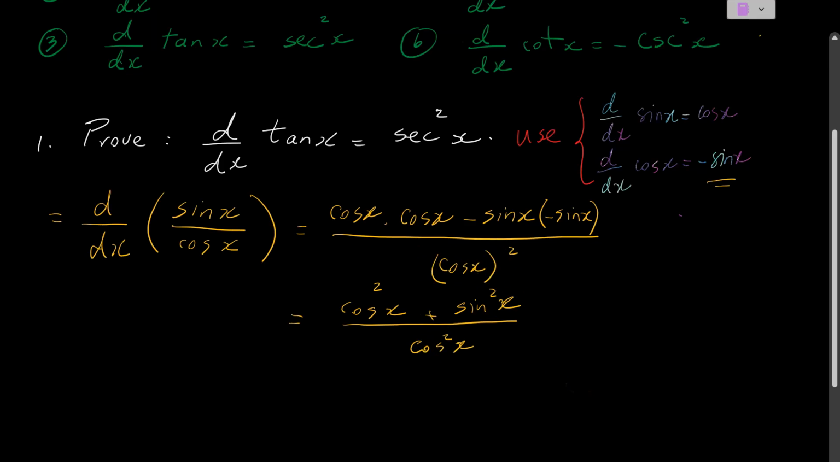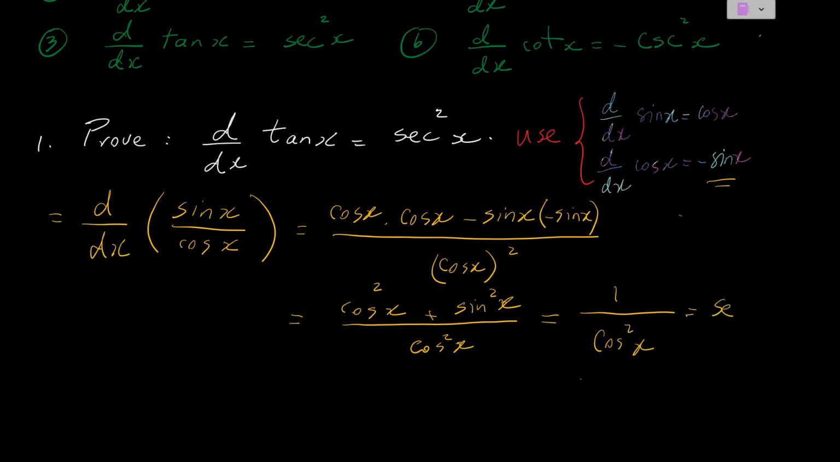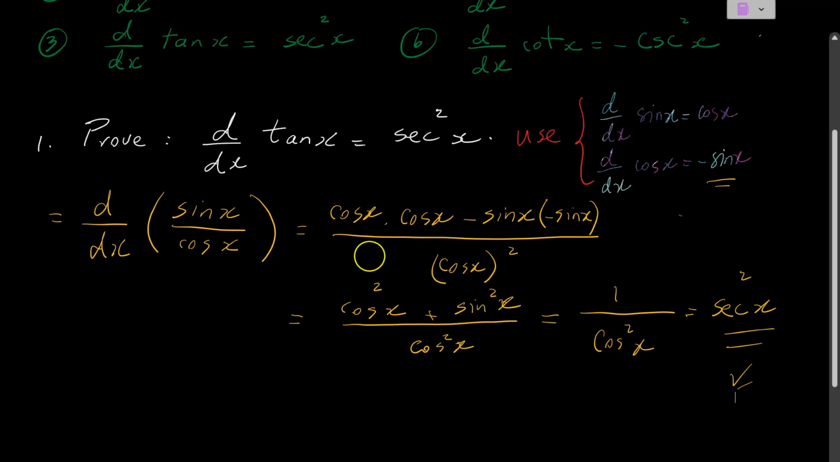All right, and for the final answer, cos squared x plus sine squared x, that's the Pythagorean identity. That's the very basic one, the foundational identity. That is equal to 1. Okay, that is 1 over cos squared x. Remember, 1 over cos is secant, so this would be secant squared x. All right, so that is the proof of the derivative of tan of x being secant squared x.